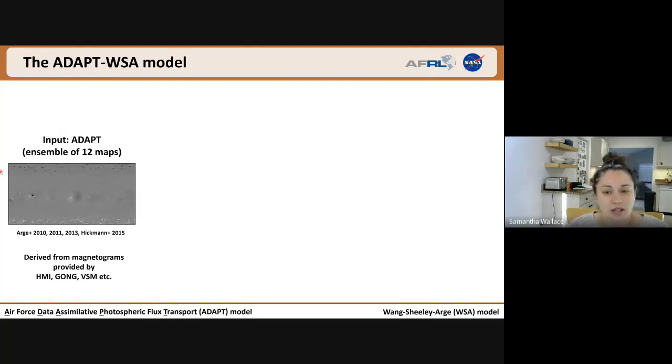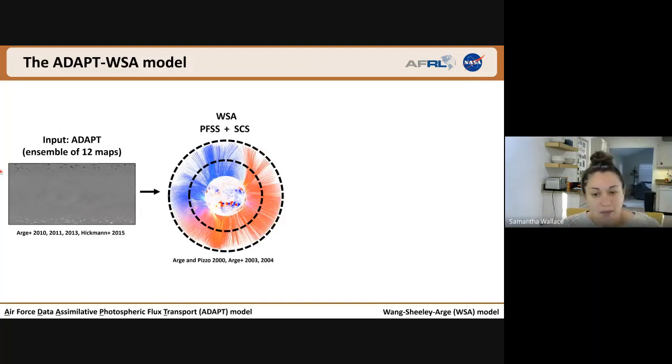ADAPT produces an ensemble of 12 solutions or realizations that represent statistical uncertainty in supergranulation and random flux emergence in the photosphere. And these maps are also synchronic, which means they represent one moment in time on the sun, which can only be achieved through flux transport modeling. So not all photospheric field maps really represent one moment in time. They're really more of a summary of what's going on over the whole rotation, which is 27 days.